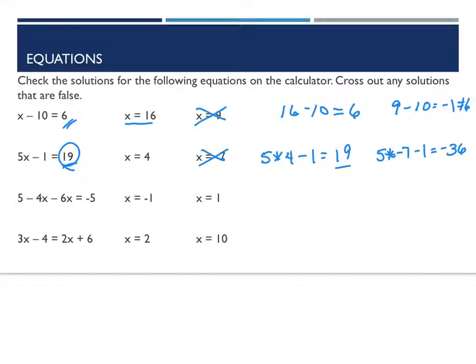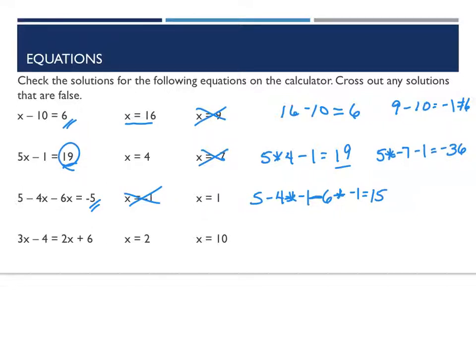See if you could do the last 4 by yourself. Pause this recording and then start it back up and see if you did it right. Check it with me. To check x is -1, I would do 5, the big minus, 4 times the little -1, minus 6, this is the big minus, times little -1, equals, and I believe that'll give you 15. 15 does not match -5, so that solution does not work.